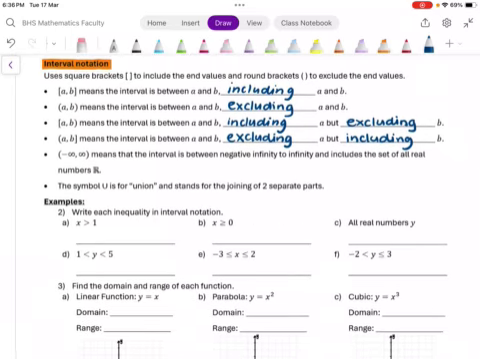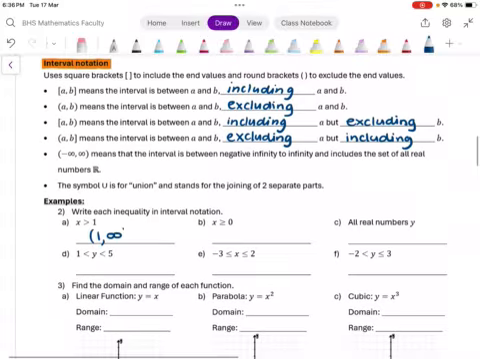So if we have x is greater than 1, it's excluding 1, so we want to do a round bracket, and it's x is greater than 1, so every value larger than 1, so all the way up to infinity. Now, when we have x is greater than or equal to 0, that means it's including our 0, so it's going all the way up to infinity. If we're talking about all real numbers y, that's negative infinity to infinity.